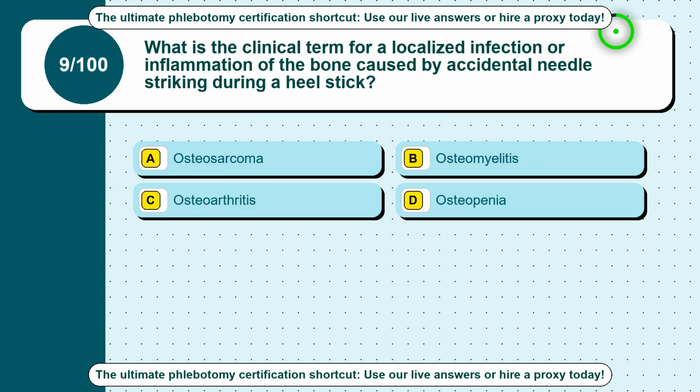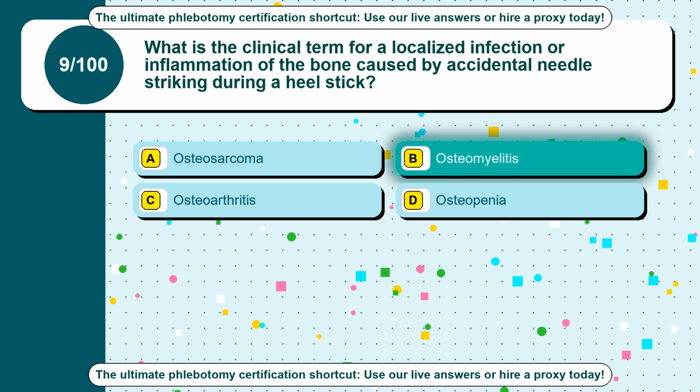Question 9. What is the clinical term for a localized infection or inflammation of the bone caused by accidental needle striking during a heel stick? Option A. Osteosarcoma. Option B. Osteomyelitis. Option C. Osteoarthritis. Option D. Osteopenia. The correct answer is option B.